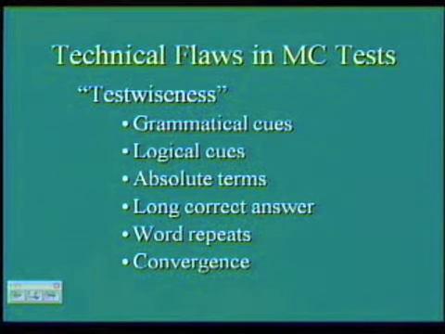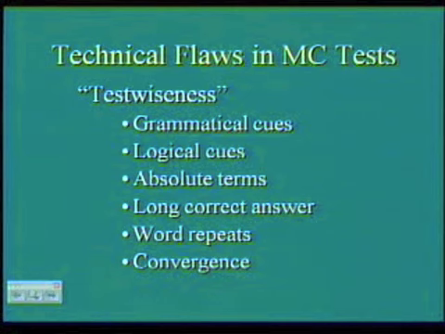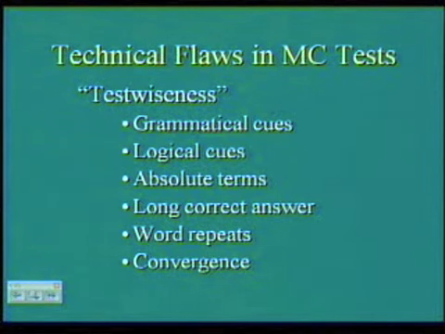All right? The other thing is word repeats in the stem and in the items, that is the alternatives, and convergence, where the correct answer includes most elements in common with the other options. So you simply look for the one that contains everything, and you eliminate the ones that contain fewer of the things that you're looking for. I mean, these are all standard tropes for people who are trying to figure out how to take a multiple choice test. Now, why do you think students rely so heavily on these things?